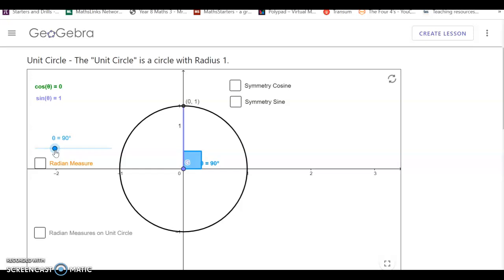And we can keep spinning that around, and I'll pop this link into our OneNote, so you might want to go and have a look at that as well. What we're going to have a look at is how our sine and cos curves are formed as we move around that unit circle, and that's what we're going to have a look at now.